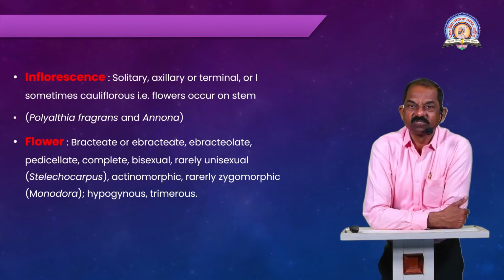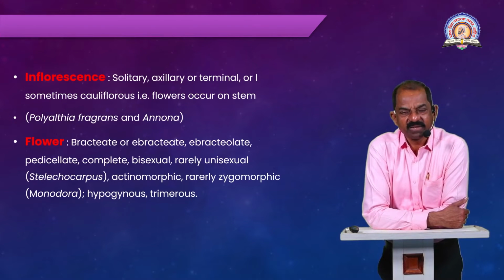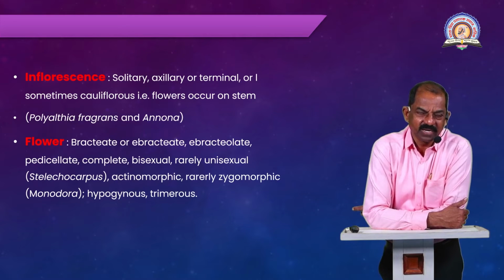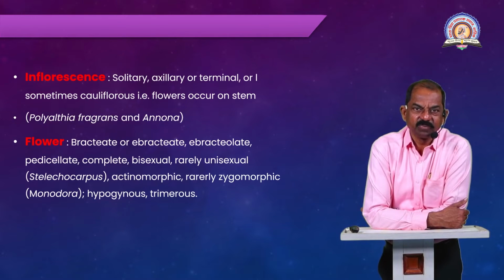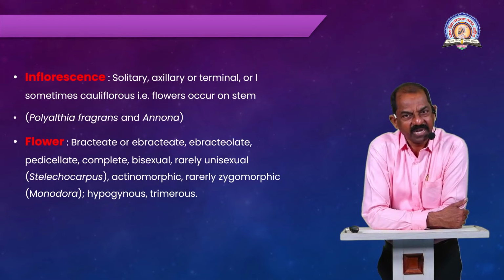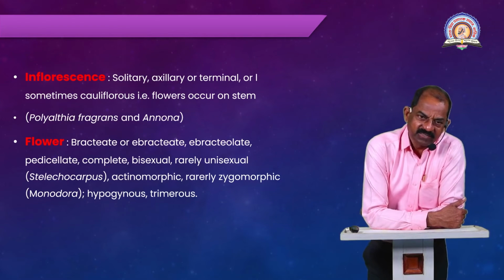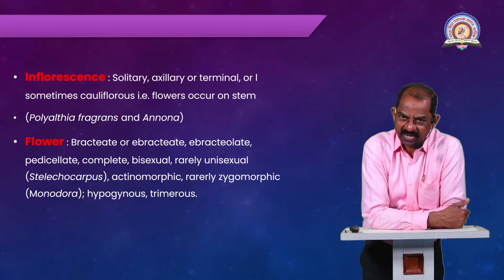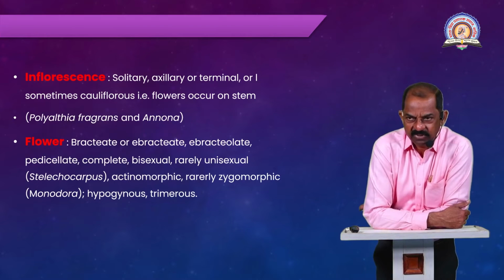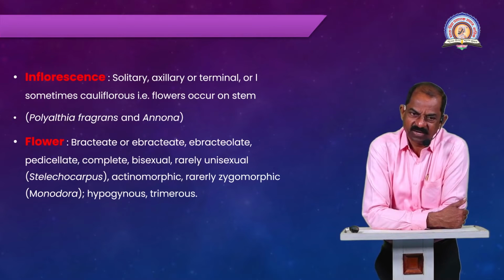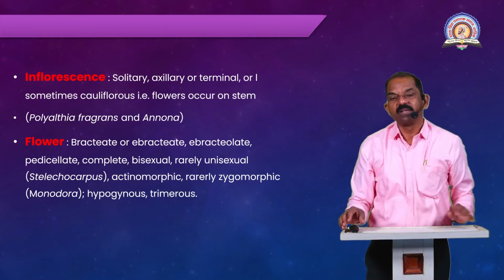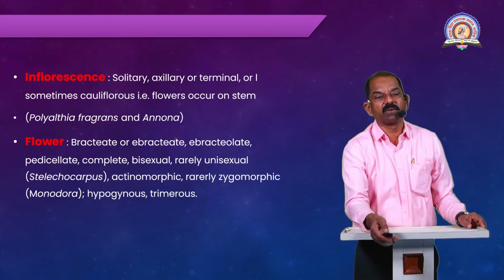Hypogynous, the ovary is superior. Generally, trimerous flowers are present in the family Annonaceae. Trimerous means 3 petals or 3 sepals, or it may be 3 plus 3 conditions, meaning they may be 6, they may be 9. Such type of condition is present. If they are 3, no problem about the whorls. If they are 6, they are present in 2 whorls. That is the 3 plus 3 condition present in some plants of the Annonaceae.